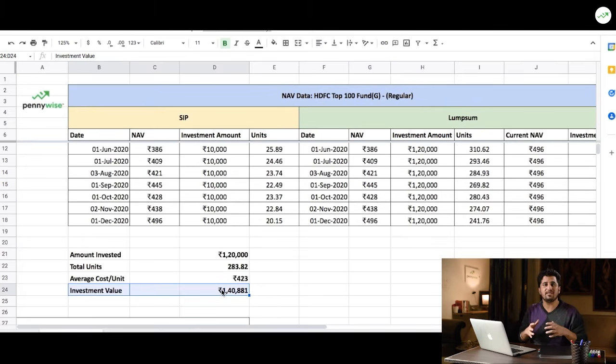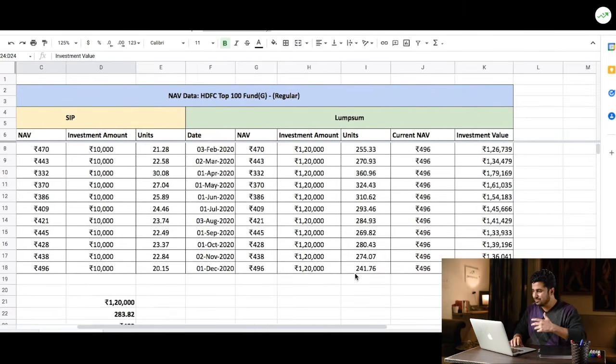An SIP averages out the risks that you might face with your investments. When the market goes down, the NAV goes down, and so you get more units allocated. When the market goes up, NAV goes up, so you get less units. But all in all, at the end of your investment period, you get an average, and so all your risks are taken care of.